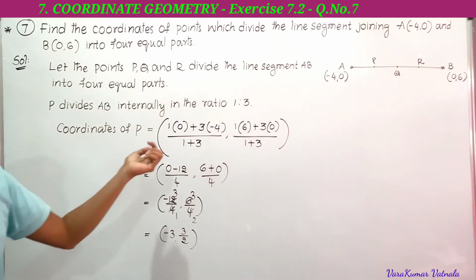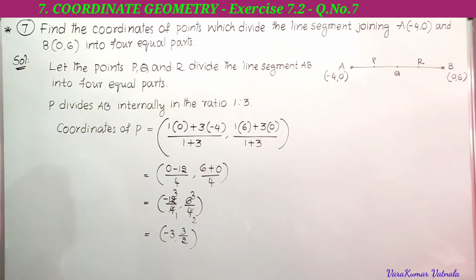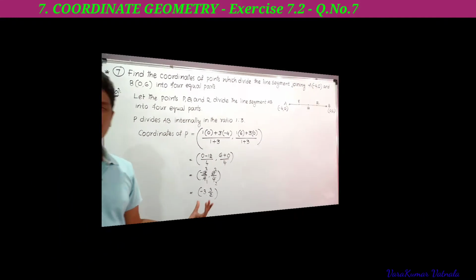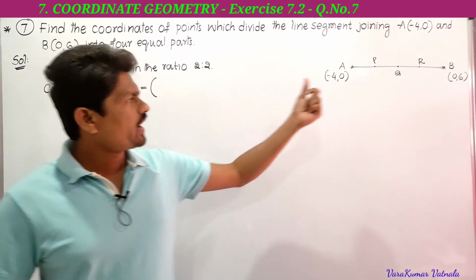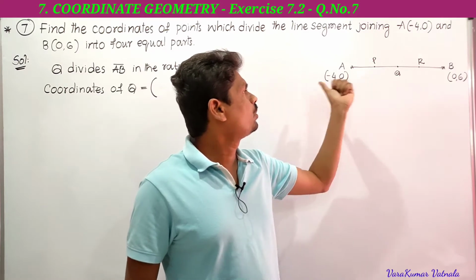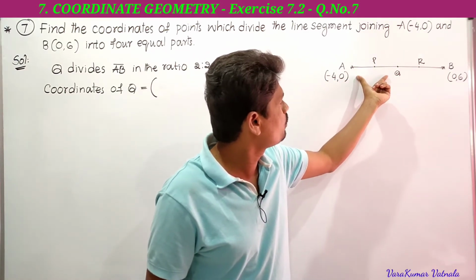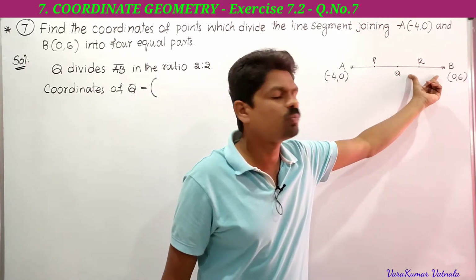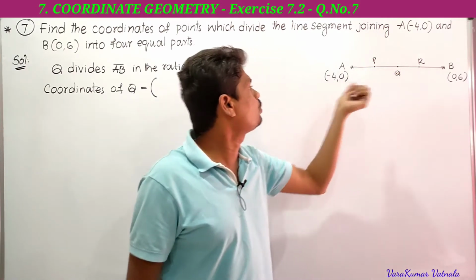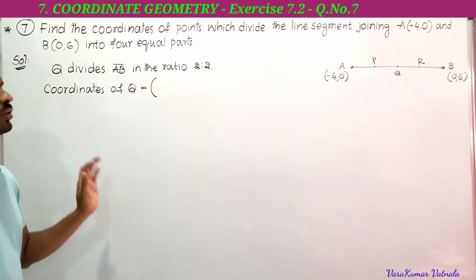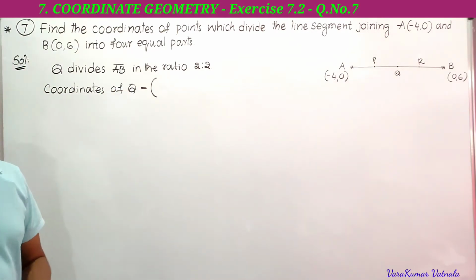Next we have to find the coordinates of Q and the coordinates of R. See here, now we have to find the coordinates of Q. Q divides AB in the ratio 2:2. So there are 2 parts on the left side and 2 parts on the right side. Hence Q divides AB in the ratio 2:2. Therefore coordinates of Q equal to.